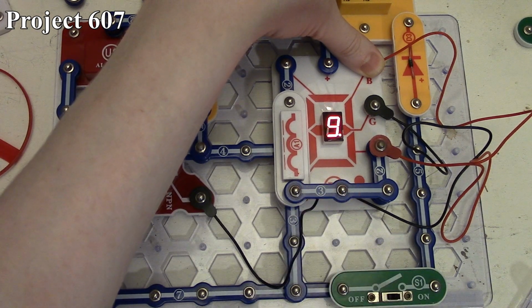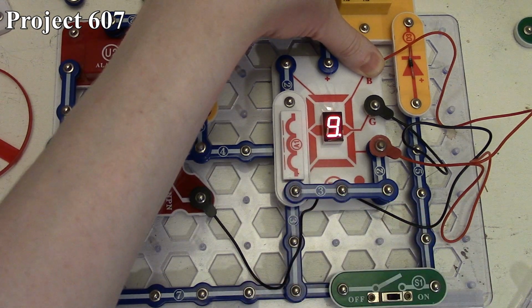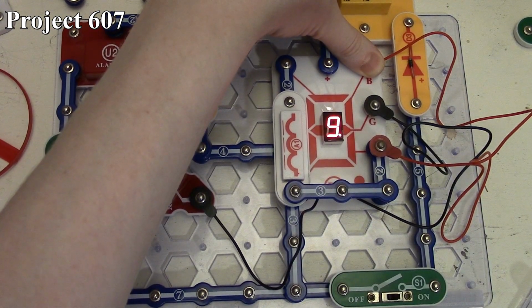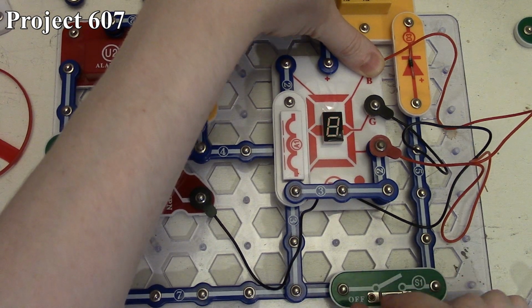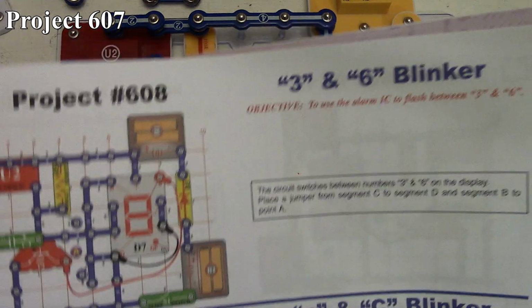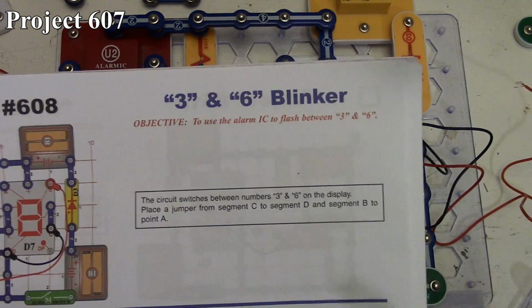So again, going from a 9 to 0, we don't have our 6-volt lamp here this time. Instead, we have our A1 antenna acting as a connection bridge. So that is how Project 607 works. And now we're going to move on to Project 608, which is the 3 and 6 blinker.